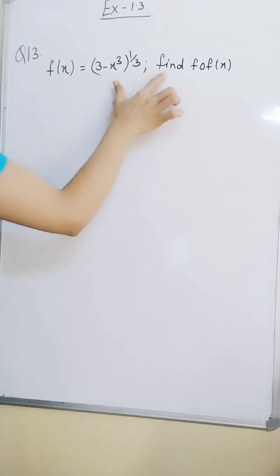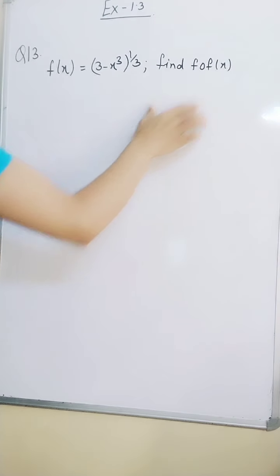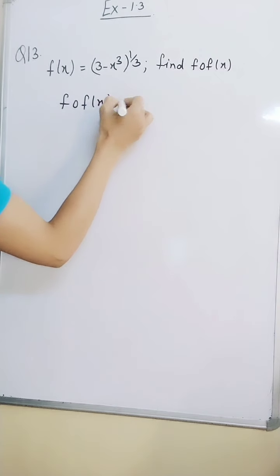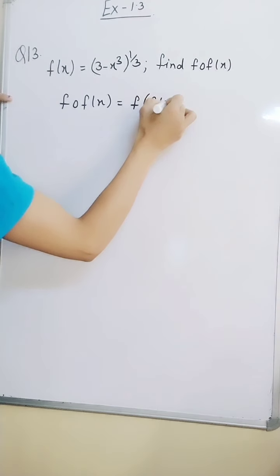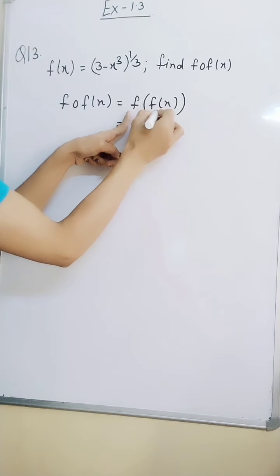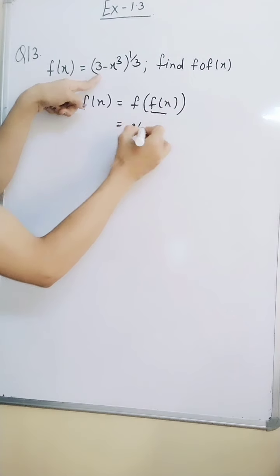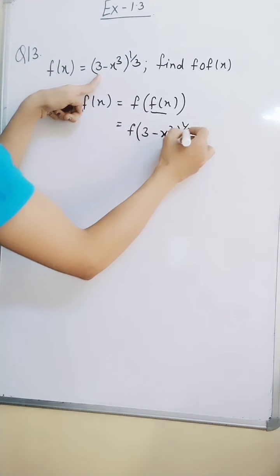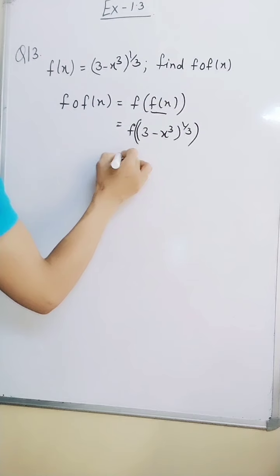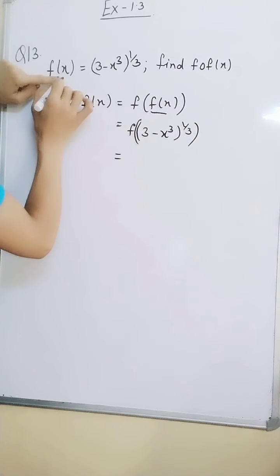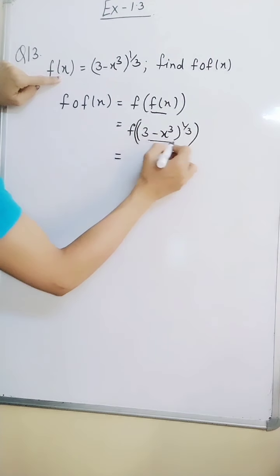So in this question we have to find f of f(x), meaning composition of f(x) with itself, right? So what we will do, f of f(x) can be written as f(f(x)). In f(x), at the place of x we will put f(x). So f(x) is given as (3 minus x cube) whole power 1 upon 3, right? This is the value of f(x). Now in the given value of f(x), we will put this value at the place of x.